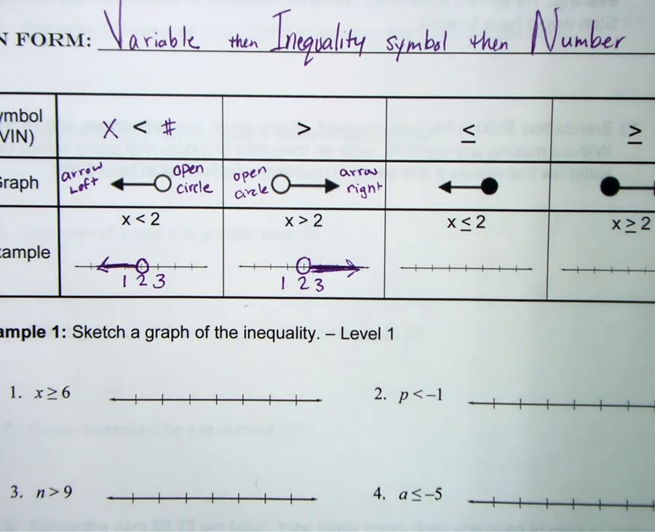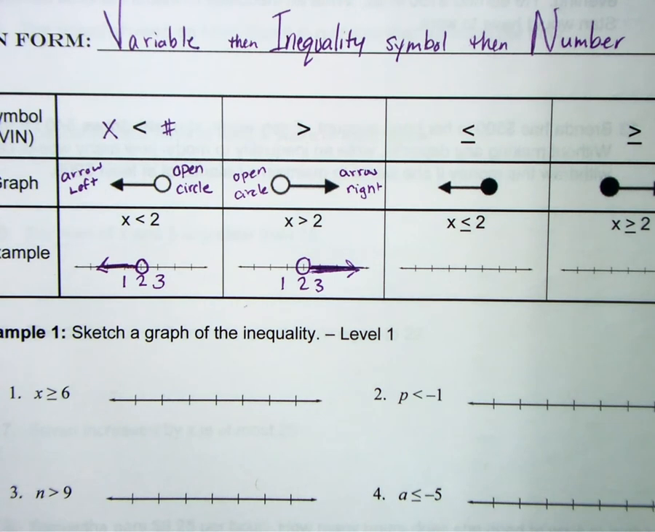So is 3 the only number that works? No. The arrow tells you anything over here works. 3 works, 4 works, 1,572 works. What about 0? Does 0 work? No, because 0 is over here. But anything over here works.